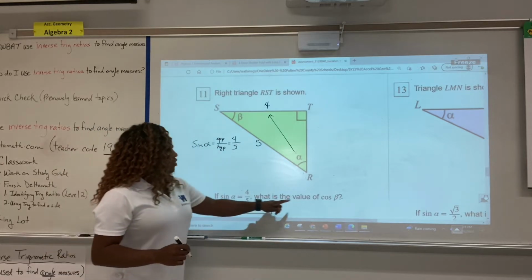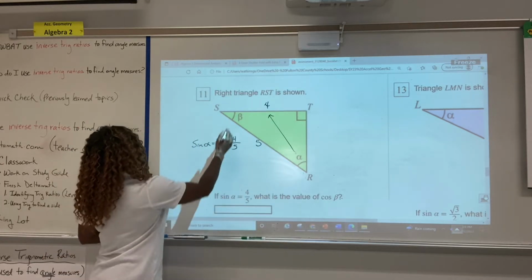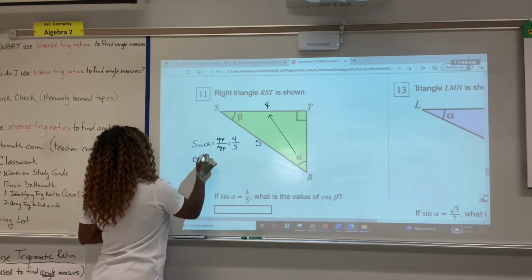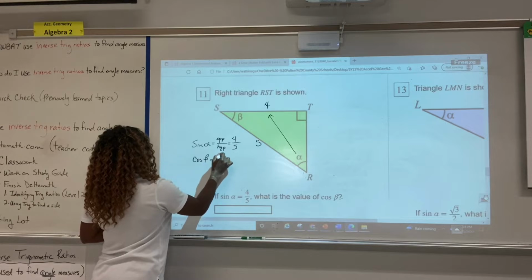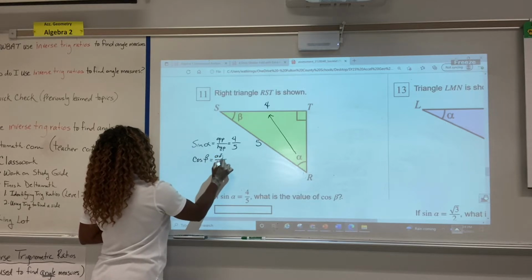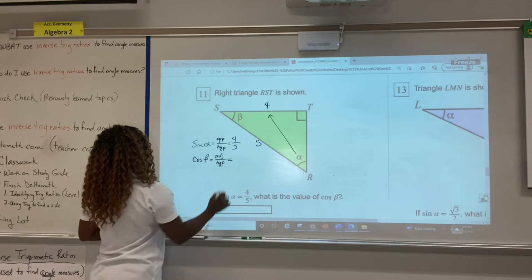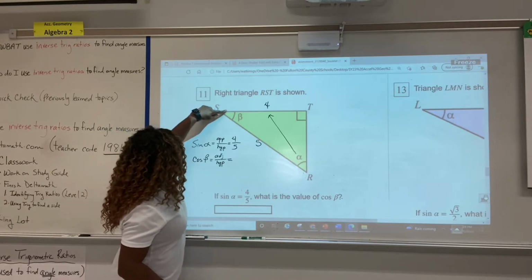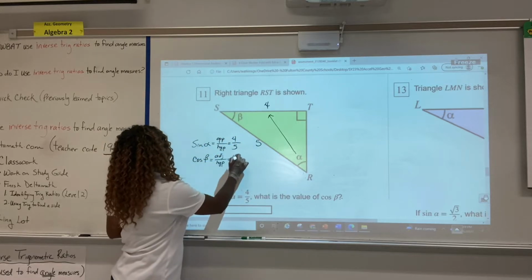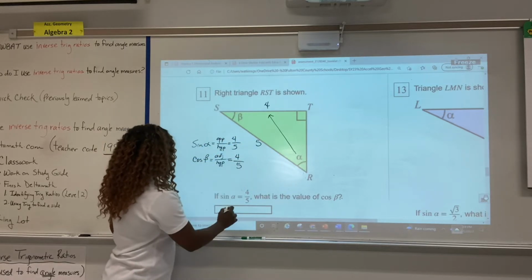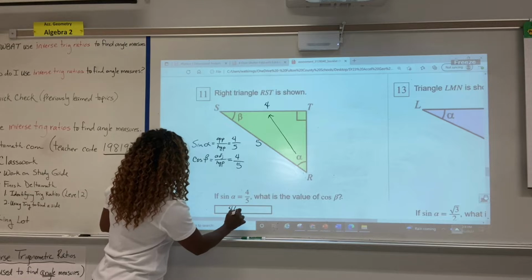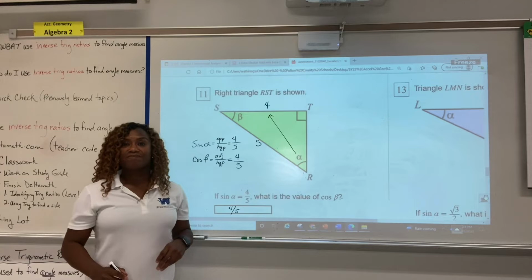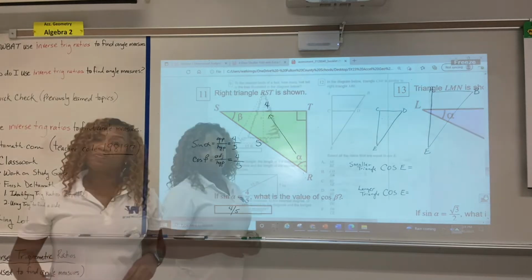The question, what's the value of cosine of beta? So this is angle beta, and keep in mind that cosine is adjacent over hypotenuse. So from angle beta, I need to look adjacent, which is beside, so 4 is beside it, and the hypotenuse is still 5. So the answer is going to be 4/5 for cosine beta, the same as sine alpha. Let's take a look at number 12.